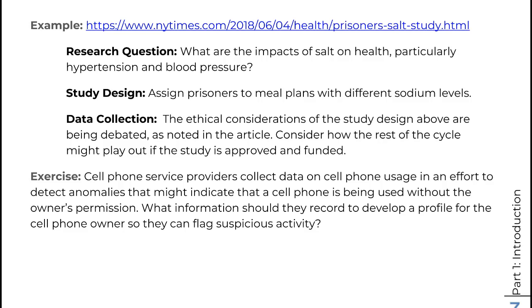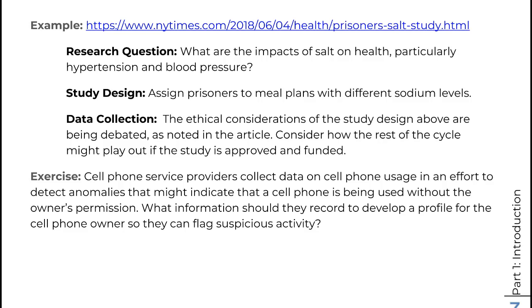Now, the data collection here, they would go ahead and do, but I want you to think about how the rest of that would play out. If this is actually approved and funded, they would assign people into different groups, high salt, low salt, whatever their versions were, and then they would see how those people's health was impacted. I don't know what they would measure as their response variable.